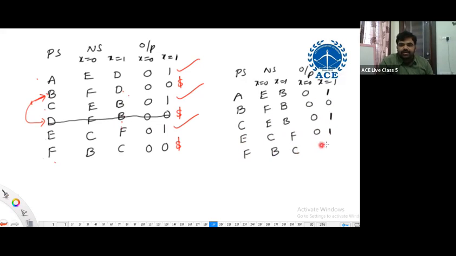Here what is it? 0, 0. Once again, we need to look into same outputs. 0, 0 is there, 0, 0 is there. FB, BC. No possibility for merging these two. Fine. The other thing is what? 0, 1, 0, 1, 0, 1.